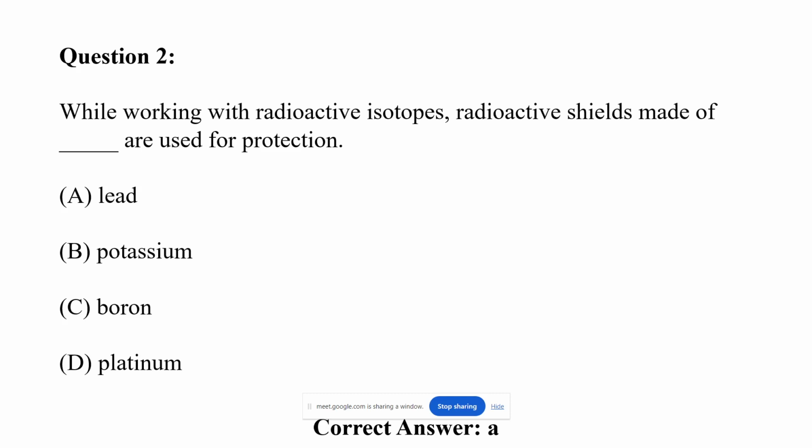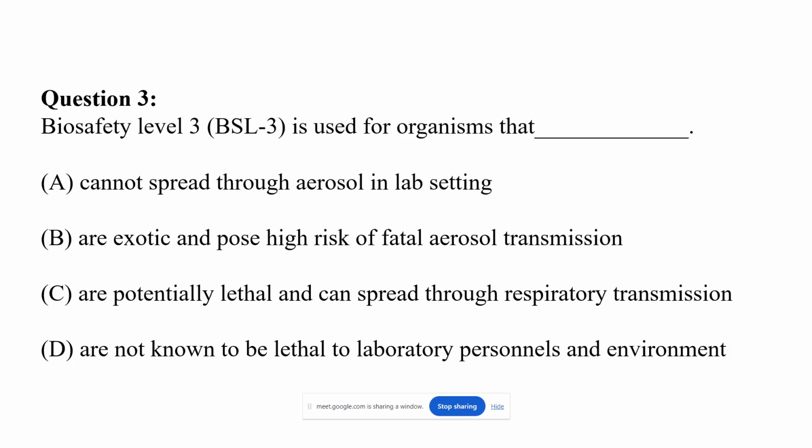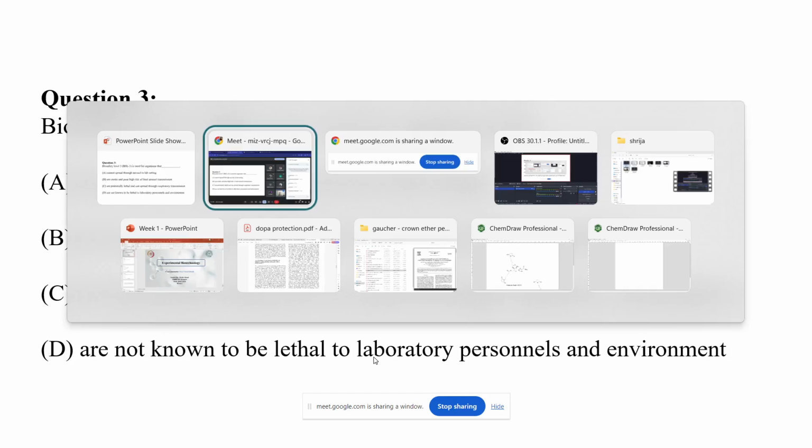Biosafety level 3 is used for organisms that are dash. So option A is cannot spread through aerosol in lab setting. Option B is are exotic and pose high risk of fatal aerosol transmission. Option C is organisms that are potentially lethal and can spread through respiratory transmissions, and option D is organisms that are not known to be lethal to laboratory personnel and environment. So for which category will we use BSL-3?